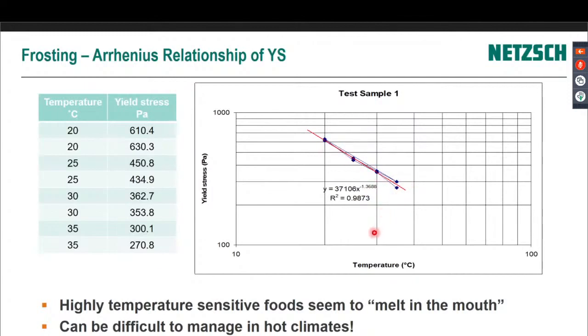And so the more temperature sensitive it is, maybe it will give you the melt in the mouth properties, you know, that it gives you good mouthfeel. But it also could be a little bit difficult to manage if it melts at too low a temperature, like the wedding cake on a hot day, something like that. So by adding different things into the formulation, you can change the temperature dependence of that frosting.